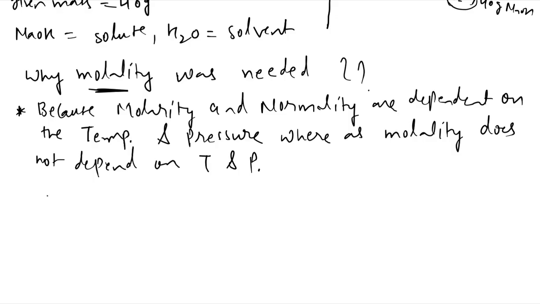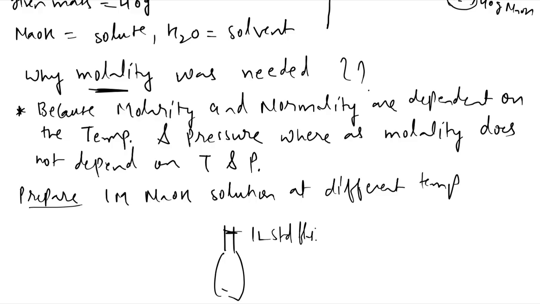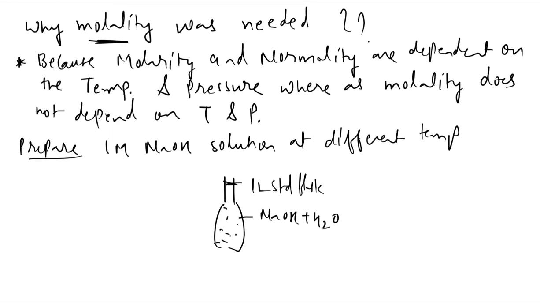I'll show you how. Let's say we prepare again a 1 molar NaOH solution at different temperature. So first you start making it again in the same 1 liter standard flask. This is NaOH plus water, but you are making it at, let's say, 50 degrees Celsius.